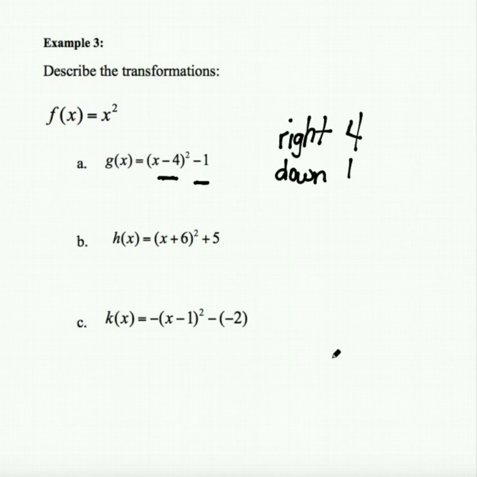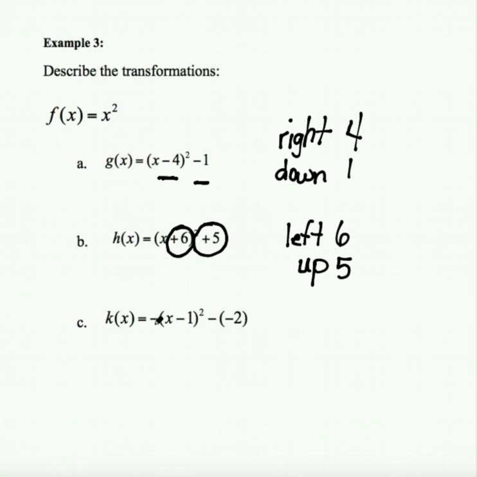So 2 transformations. Part B, h of x is equal to x plus 6, the quantity squared, plus 5. Again, we have 2 transformations. We have this plus 6 on the inside, which is going to shift it to the left 6. And then we have a plus 5 on the outside, which is going to shift our graph up 5.